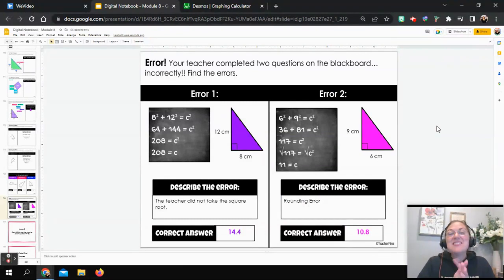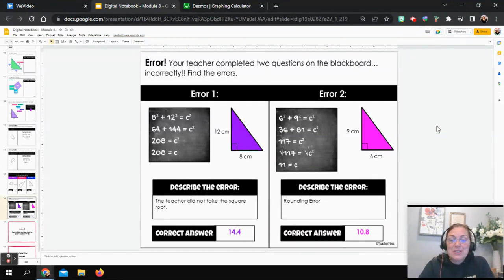All right, welcome back. Hopefully you were able to find the two errors. On error number one, the teacher did not take the square root. On the very last step, we needed to take the square root of 208 in order to find the answer. And so the answer for the hypotenuse actually should have been 14.4.